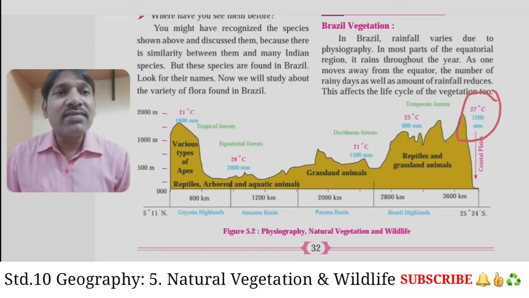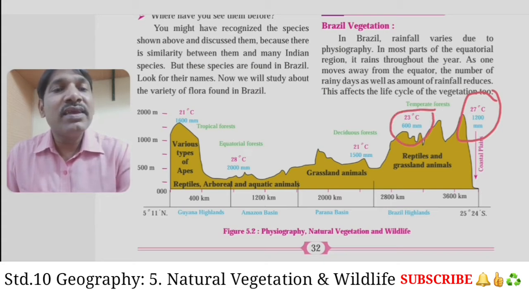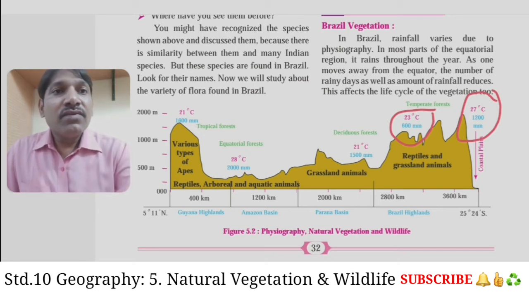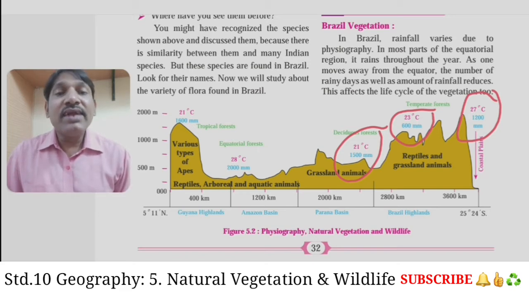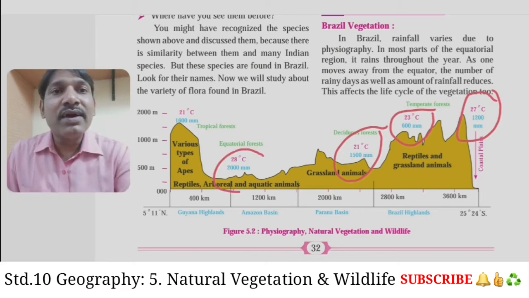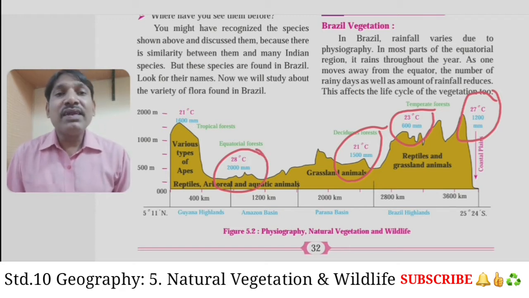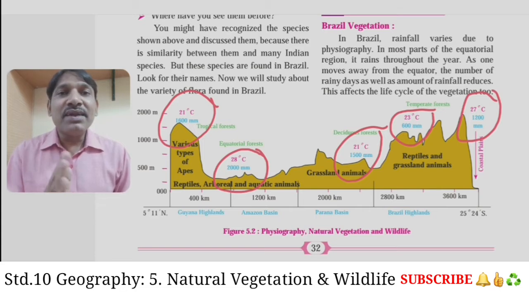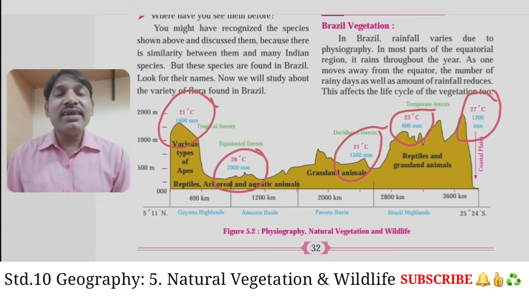Then at the Great Escarpment, we can see the rainfall reduces. Here it is 600 millimeter rainfall and the temperature is 23 degrees centigrade. Then after the temperate forest, at the Paraná Basin, there is 1500 millimeter rainfall and 21 degrees centigrade temperature. Then in the Amazon Basin, the rainfall is highest, that is 2000 millimeter, and the temperature is also highest, that is 28 degrees centigrade. Now at the highlands in the north part of Brazil, there is 1600 millimeter rainfall and 21 degrees centigrade temperature.